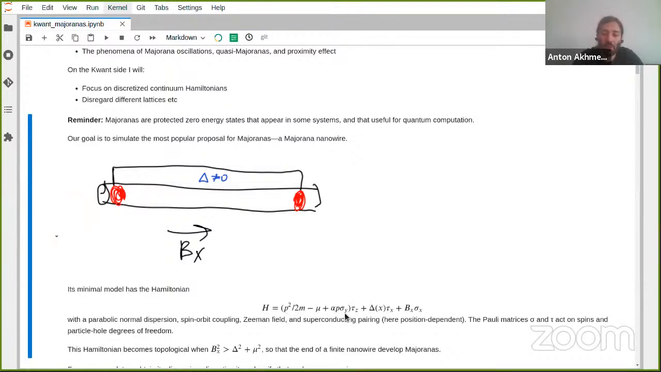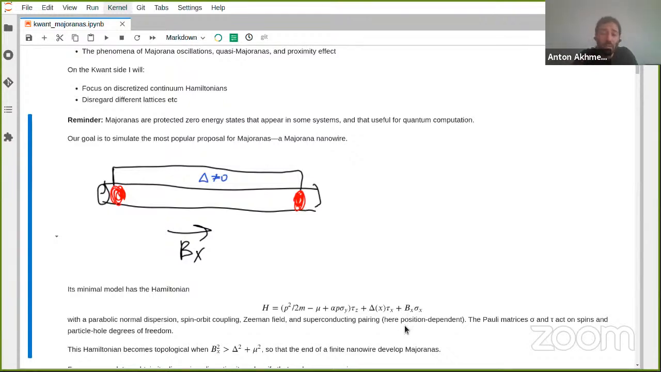Now, the Rashba spin-orbit coupling couples momentum to the spin. So sigma here is the spin Pauli matrix. Since we are dealing with superconductors, there's also a particle-hole or Nambu spin. So the normal dispersion is duplicated with two signs, once with a plus for electrons, once with a minus for holes. There's the superconducting pairing that couples electrons and holes, and finally, the Zeeman field that couples different spins.